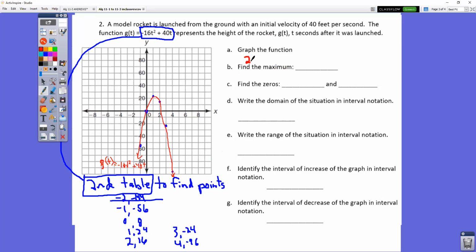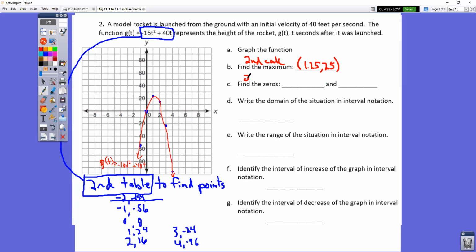Letter B says find the maximum. Now you can do second and calc to find the max. The max is the highest point. When you go to do that on your calculator, you should have gotten 1.25, comma 25. And that goes in parentheses because that's a coordinate.